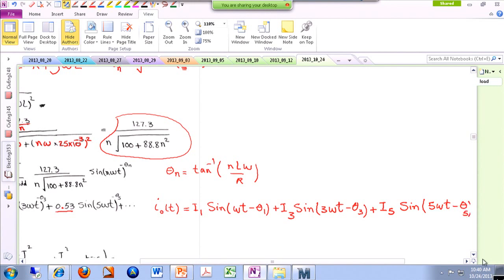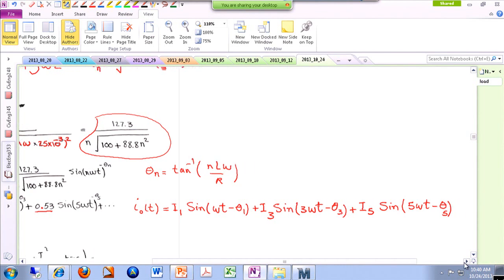All right? As I said, finding thetas doesn't really make a difference because in the end we only care about the RMS values, but sometimes it does. So in case you want to find theta 1, all I have to do is place n equals 1 in this expression. Or theta 3 is the same thing, just n equals 3, and so on and so forth. And for I1 and I3 and I5, all you have to do is use this expression over here.